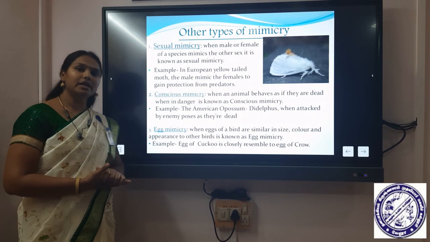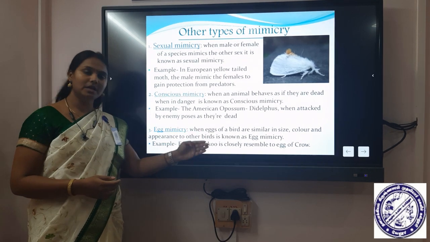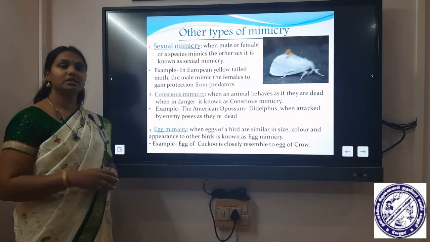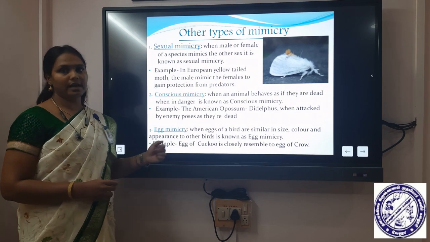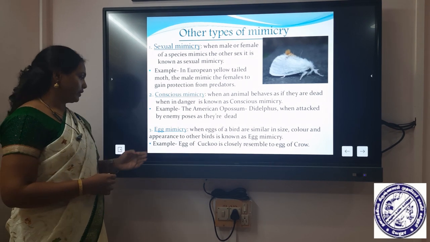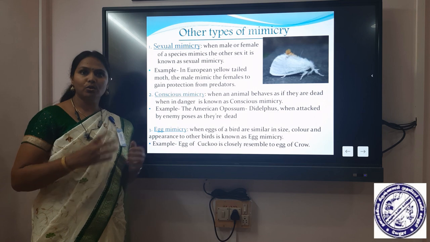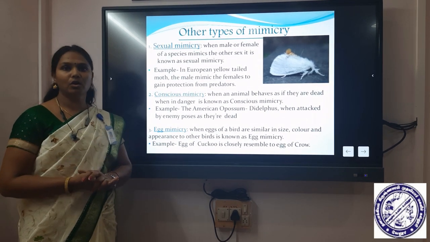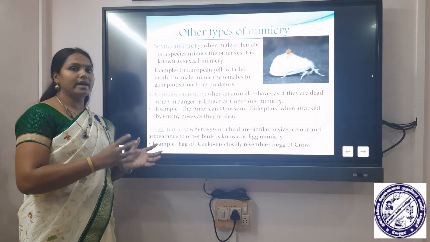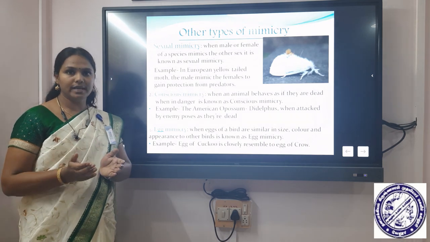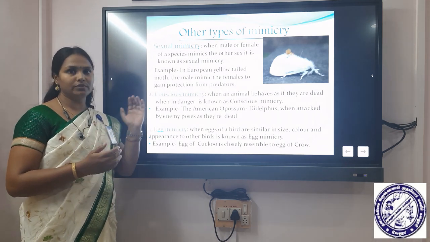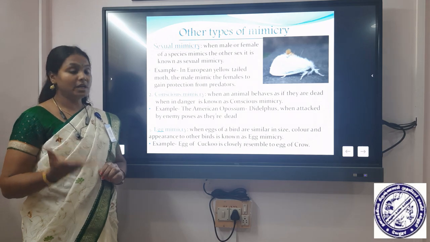Next is the egg mimicry. When the eggs of a bird are similar in size, color and appearance to the eggs of other birds, it is called egg mimicry. A very common example of egg mimicry is the cuckoo eggs, which closely resemble the crow eggs. The cuckoo eggs generally are placed in the crow's nest, and the cuckoo just flies away and the eggs develop in the crow's nest.